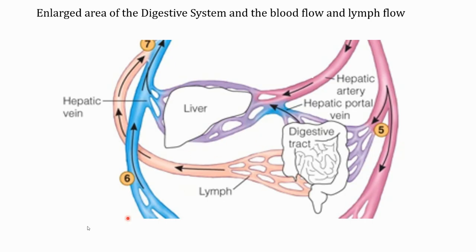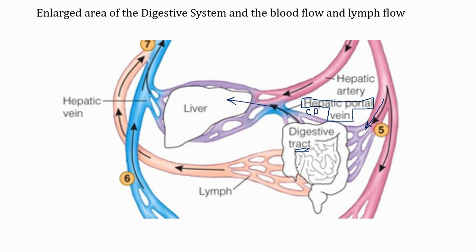So again, this is that close-up that I wanted you guys to see, and it's this path right here. That oxygenated blood is going to go to the digestive system. From there, you're going to get the nutrients, specifically the breakdown of the carbohydrates and the breakdown of your proteins. Amino acids are going to enter into the hepatic portal vein and go to the liver.